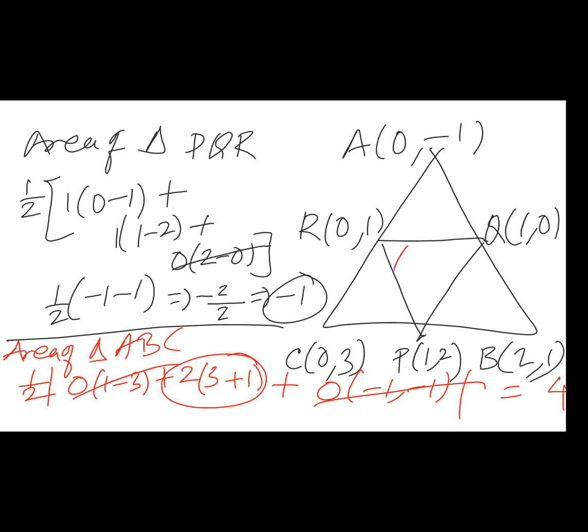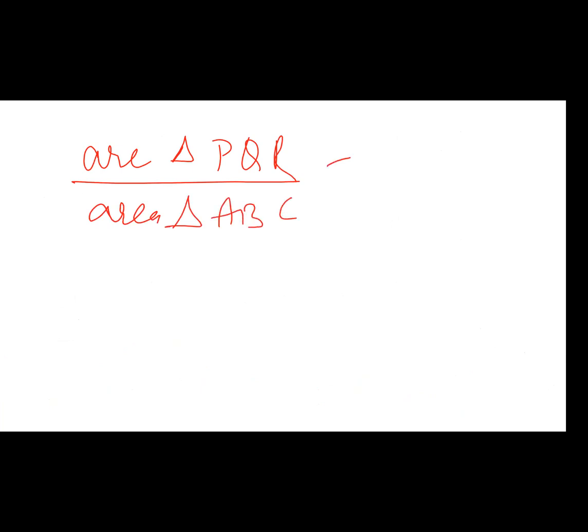Now, area of this triangle PQR is 1 and area of triangle ABC is 4. So in what ratio? You have to find area of triangle PQR by area of triangle ABC. So this becomes 1 by 4. 1 is to 4.